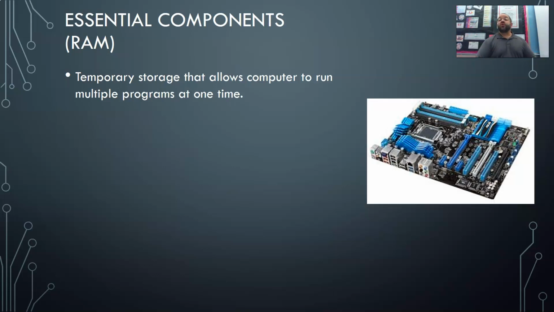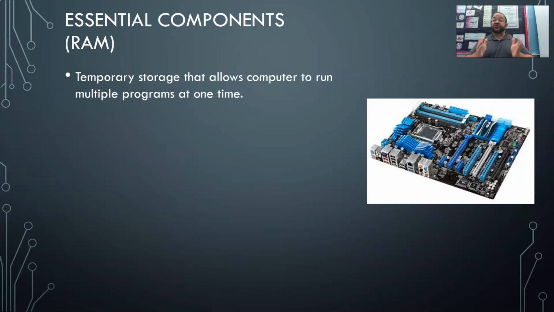So storage is also a type of RAM, but we're going to focus on system RAM, or that desk area, all right? And system RAM is the temporary storage that allows the computer to run multiple programs at one time. That's kind of cool, right? See, what happens is just like that desk, right?